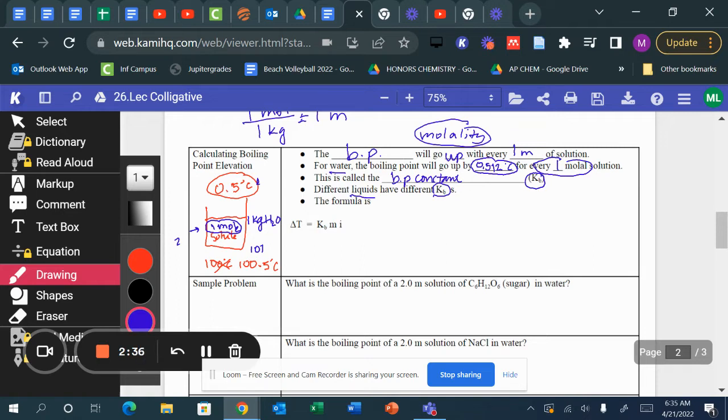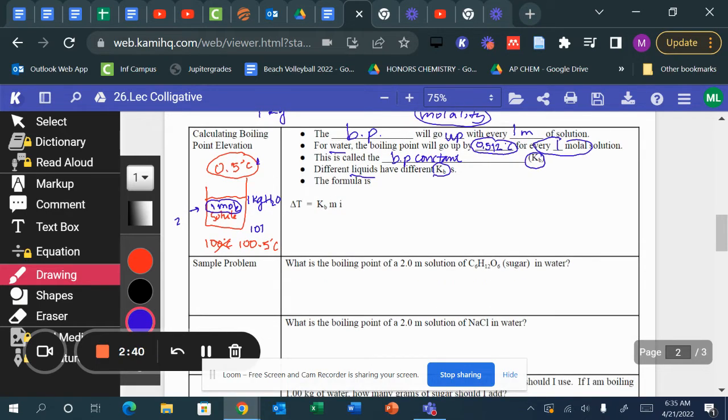Okay, there's a formula for it, but it's pretty simple actually. Before using the formula, let me show you how it makes sense, okay? So if your water will go up 0.512 degrees C for every molal, right? If you have 2 molals, you're going to double the effect. So it'll go up by 1 degree.